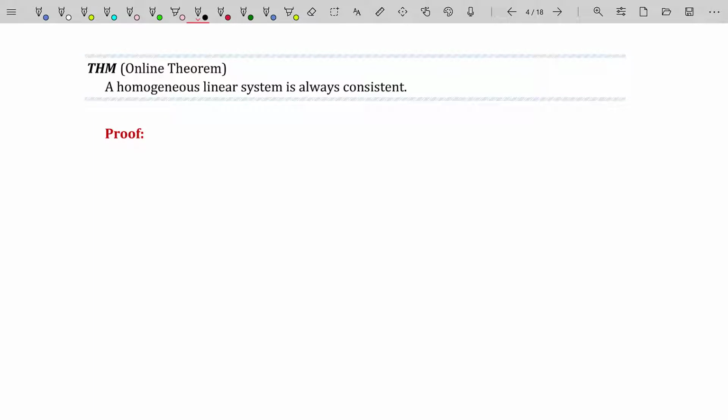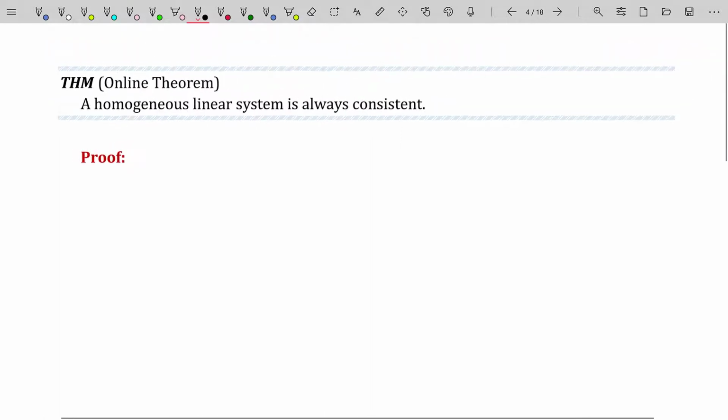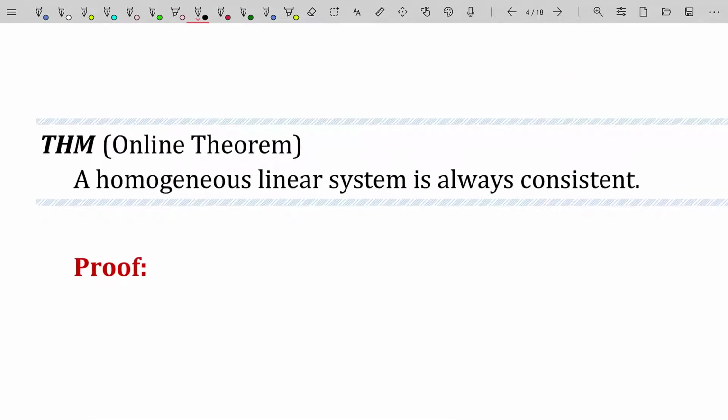In this video, which is dedicated to linear algebra students, we're going to start talking about homogeneous linear systems, specifically the fact that they're always consistent. So this is just focused on one simple theorem here. Very fast, we're also going to prove it, but the theorem is just that: a homogeneous linear system is always consistent.